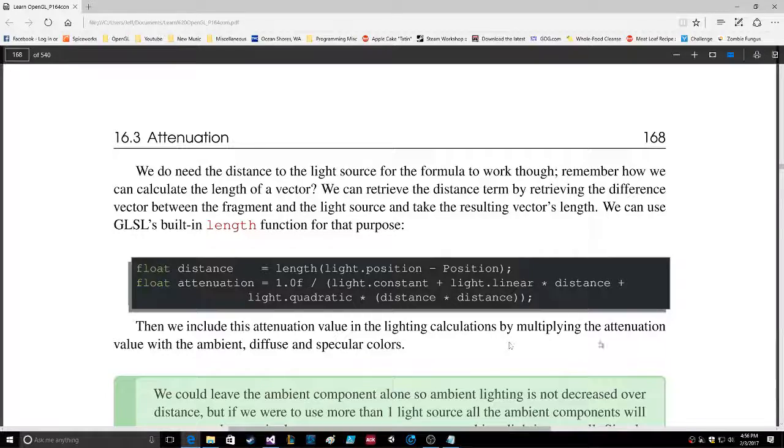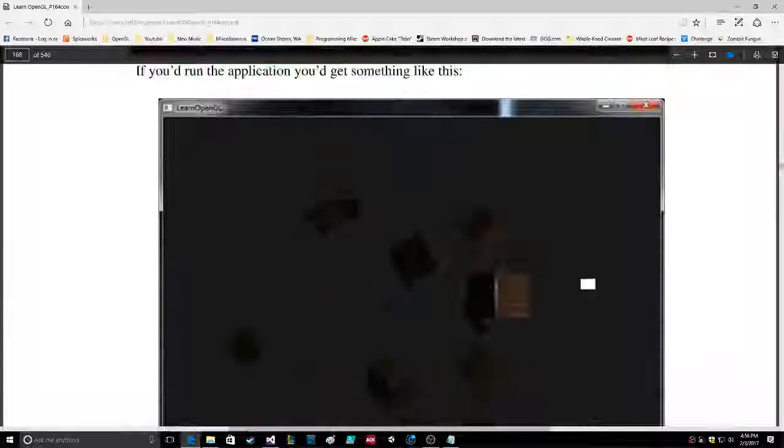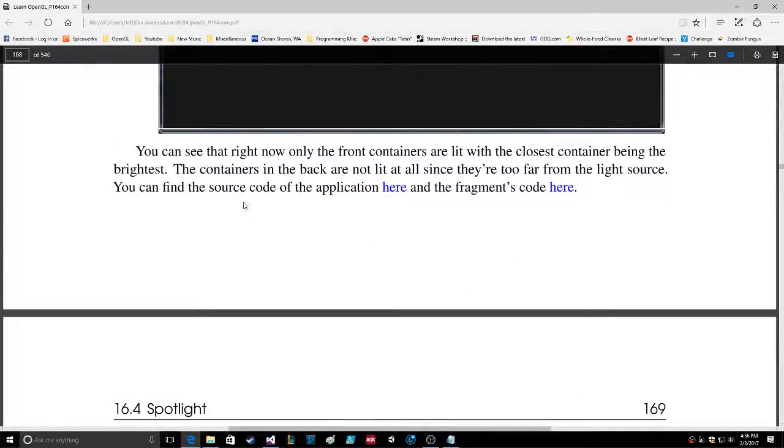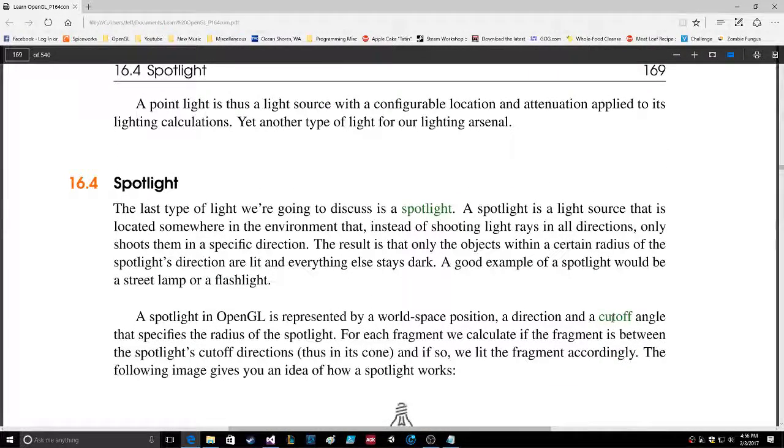Then we include the attenuation and we run the application. Looks like that. You can see that right now only the front containers are lit, with the closest container being the brightest. The containers in the back are not lit at all.